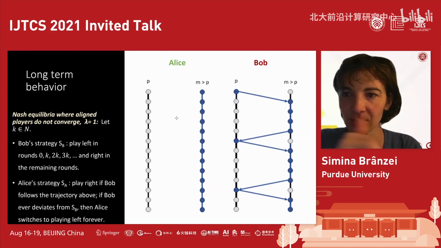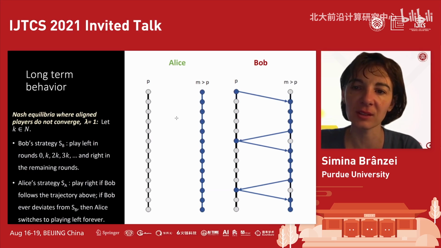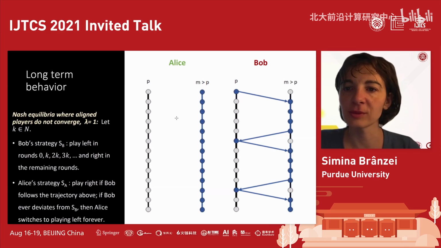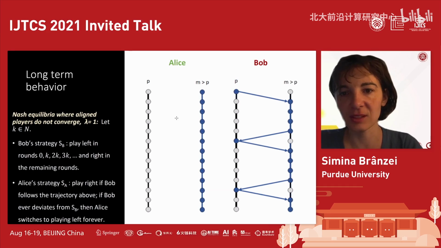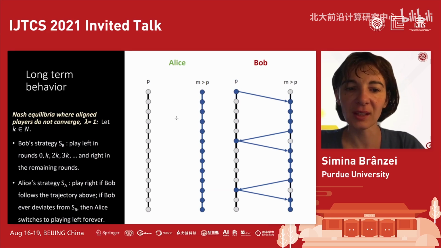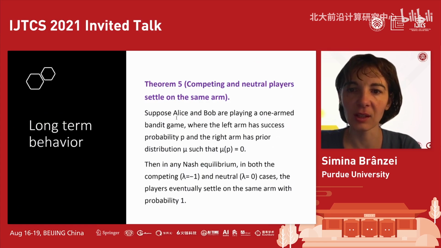So basically, it can be the case that one player is given a schedule, in this case Bob, to visit the safe arm every 5 rounds or every 6 rounds. Alice will stay at the good arm; in this case, the arms are known, so the risky arm is better than the safe arm. Alice will play the good arm if Bob follows the trajectory, but if Bob ever deviates from it, then Alice will switch to playing the safe arm forever, which will be worse. So she punishes him for deviating.